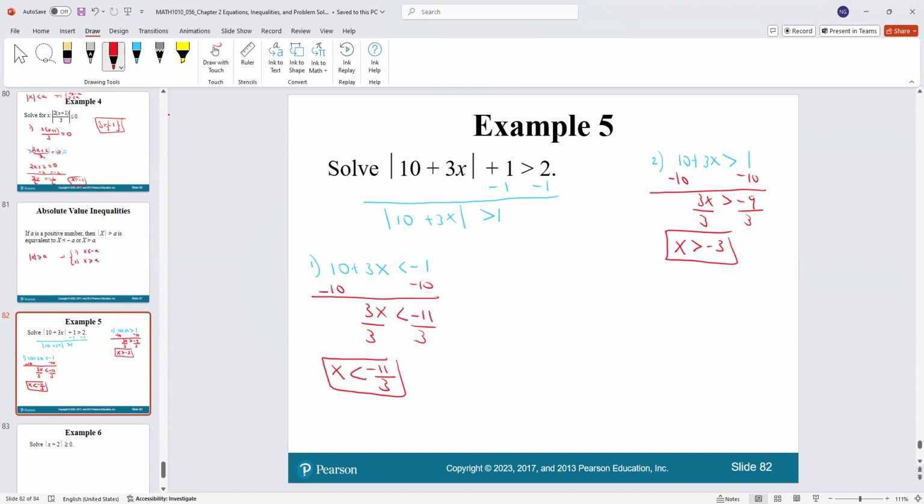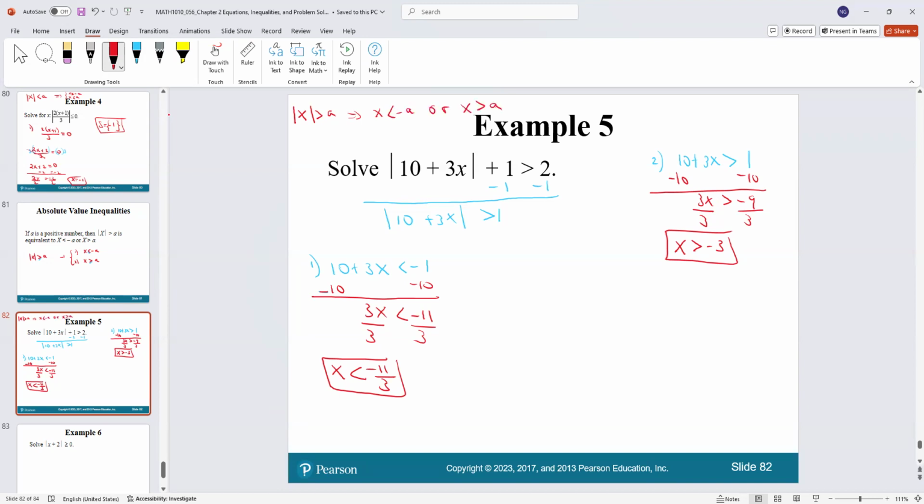Now, there is a very funny way of expressing the answer in this case, so it's either or. Remember, when you have the absolute value of x greater than a, the solution is either x is less than negative a, or x greater than a.